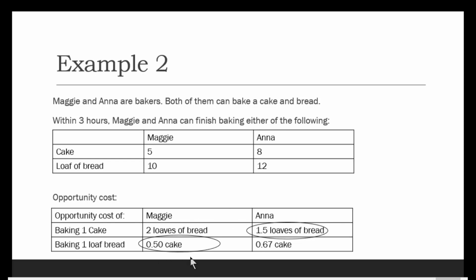So again, in this example, Maggie has a comparative advantage in terms of baking bread, because it yields a lower opportunity cost compared to Anna. Meanwhile, Anna has a comparative advantage in terms of baking a cake because she will lose only 1.5 loaves of bread compared to Maggie, who will lose 2 loaves of bread. Okay, so those are our examples.